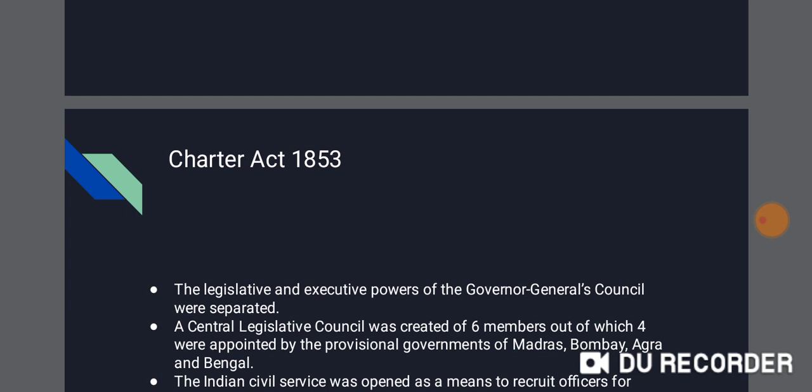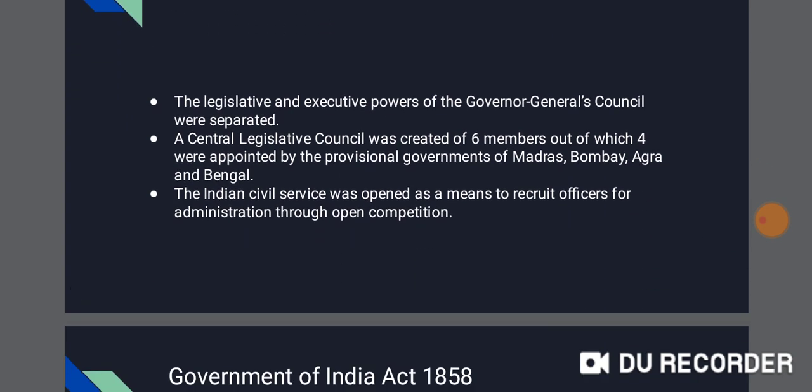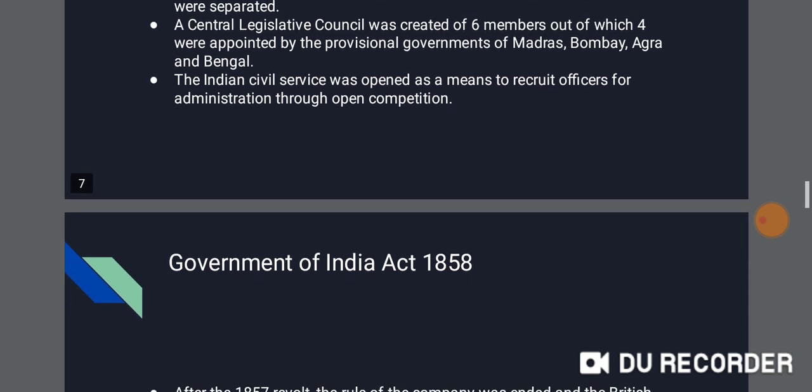Charter Act 1853. The legislative and executive powers of the Governor General's Council were separated. The Central Legislative Council was created with six members, out of which four were appointed by the provincial governments of Madras, Bombay, Agra and Bengal. The Indian Civil Service was opened as a means to recruit officers for administration through open competition.